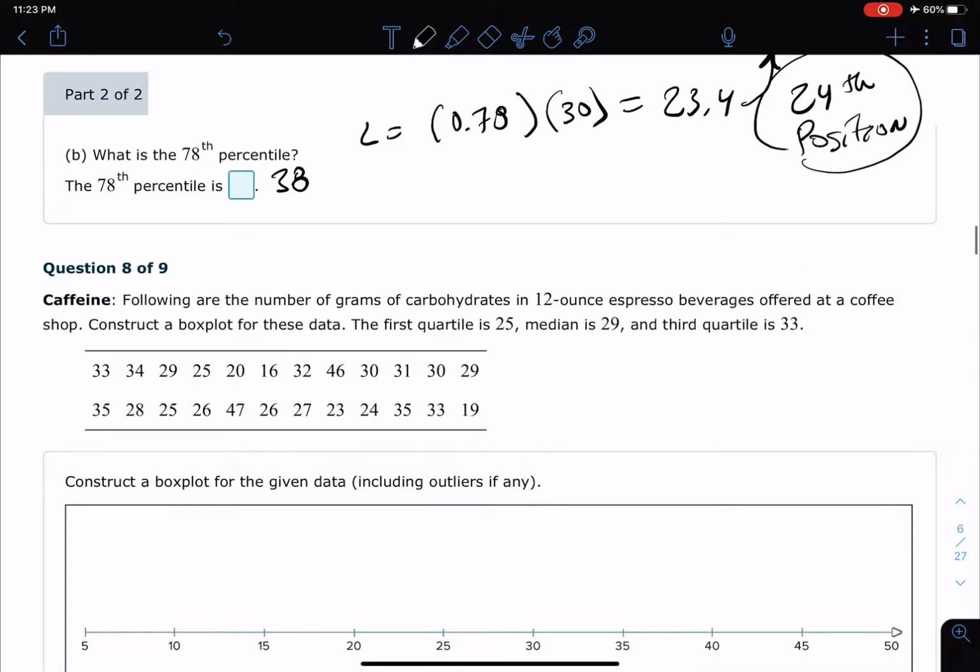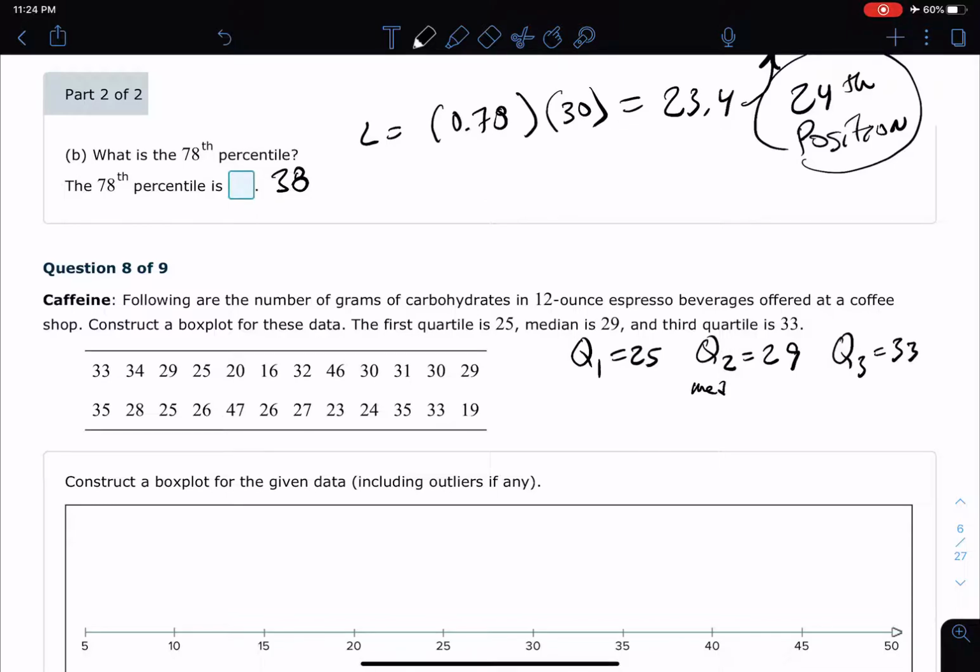Okay, next one. Following are the numbers of grams of carbohydrates in 12 ounces of espresso beverage. Ooh, coffee. Offered at a coffee shop. Construct a box plot for these data. They give us quartiles, that's nice. Q1 is 25. The median, Q2, is 29. And the third quartile, Q3, is 33.